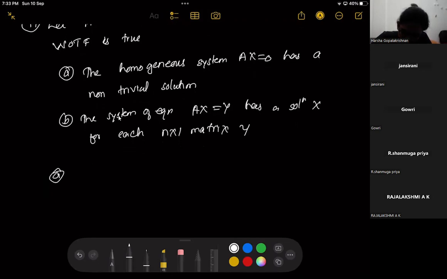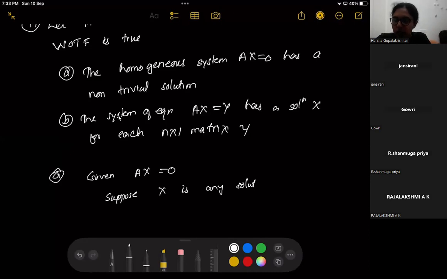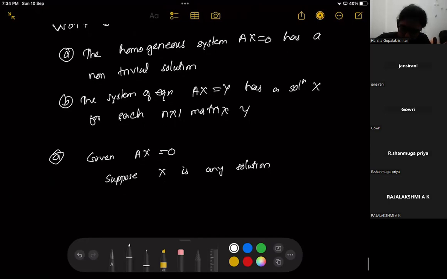Given Ax equal to 0, we are supposing that x is any solution. I don't know whether x is the trivial solution or a non-trivial solution; I am just assuming x is a solution. Since A is invertible, it is given A is an n by n invertible matrix, right? So since A is invertible, what can we do? We can use A inverse.